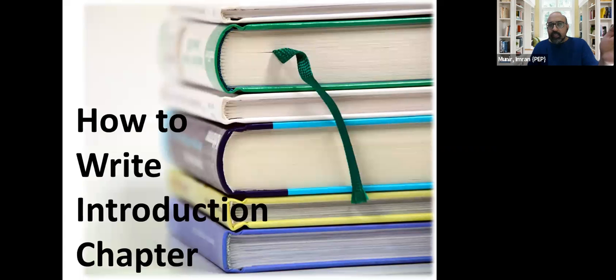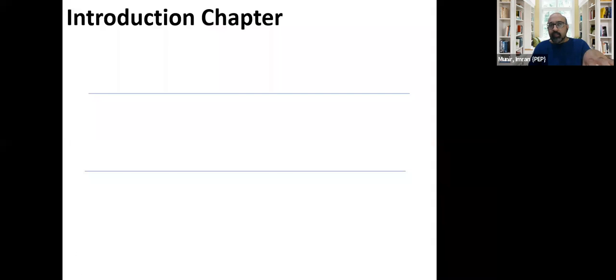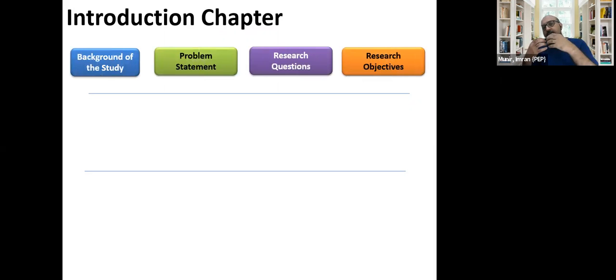So how to write an introduction chapter. Till now, we have talked about components, variables, how to select the topic, and then literature review. And now we are going to talk about hypothesis and the introduction chapter. I have merged the introduction chapter into one slide. Introduction is the background of the study, problem statement, research question, and research objective. These are the four pillars which help you in writing the introduction chapter.